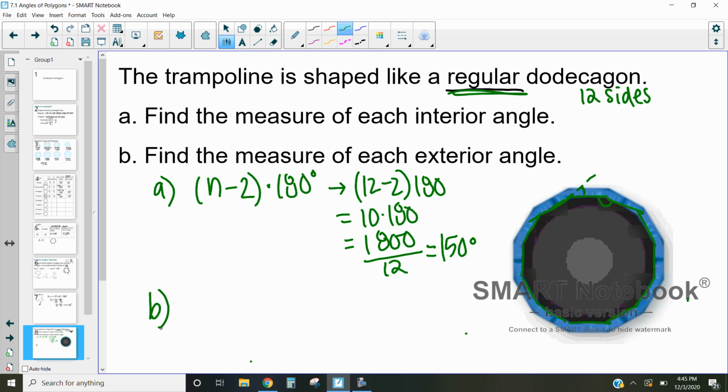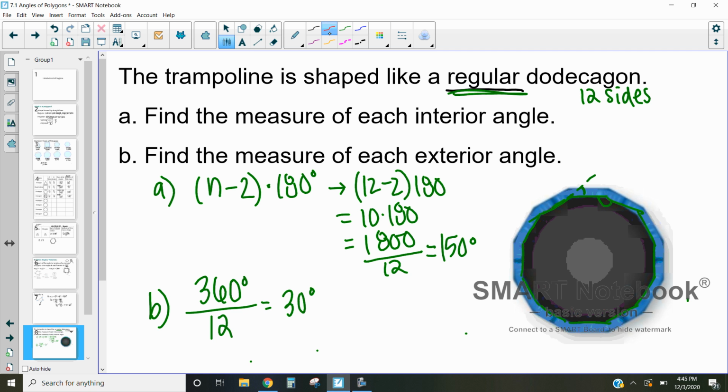Now let's look at part B. So we want to find the measure of each of the exterior angles. Now, because we know that this is a regular polygon, if each of the interior angles is one thing, each of the exterior angles is going to be another. Now, using that theorem, we know that we have 360 degrees total on the outside, and there are 12 angles. So if I divide it by 12, what I'm going to get is 30 degrees. Now, that's one thing to keep in mind.